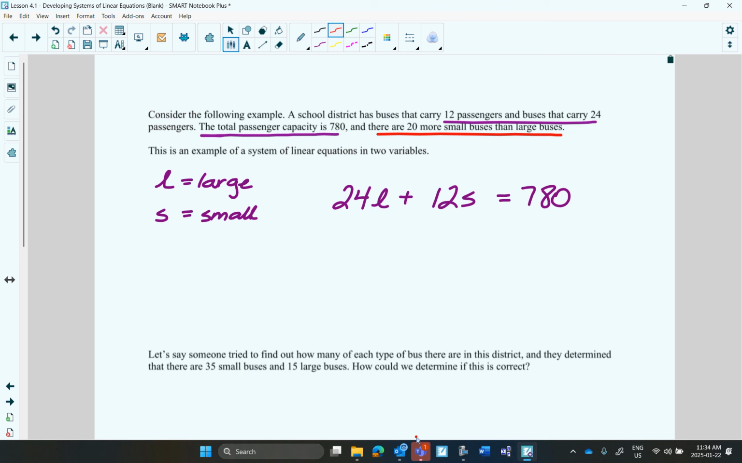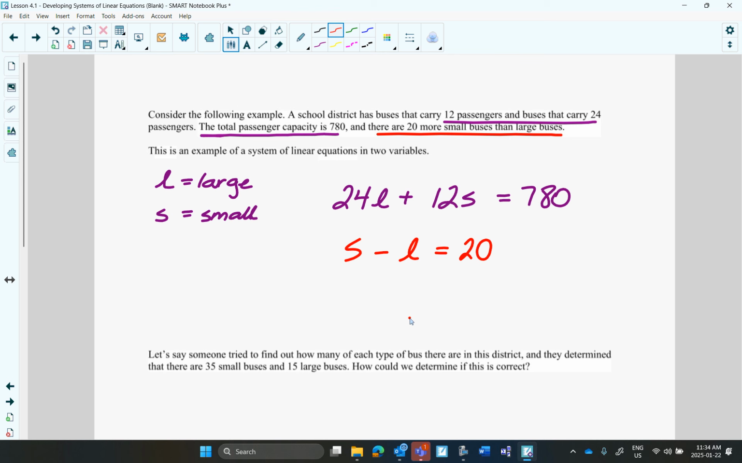20, right? Isn't the difference between them 20? So doesn't that mean that the number of small buses minus the number of large must always be 20? Because there's 20 more of these. There is your system.